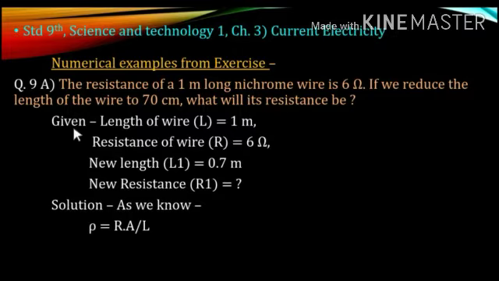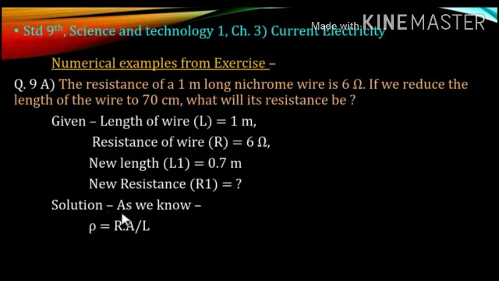Here the given data is length of wire, that is capital L, is equal to 1 meter. Resistance of wire, capital R, is equal to 6 ohm. New length, that is L1, which is reduced to 70 centimeters, that means in meter it is 0.7 meter. New resistance R1 is to be calculated.